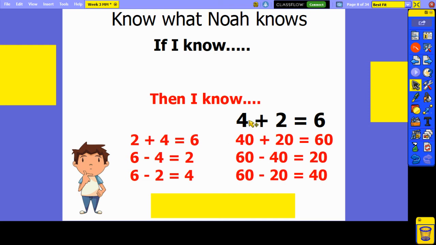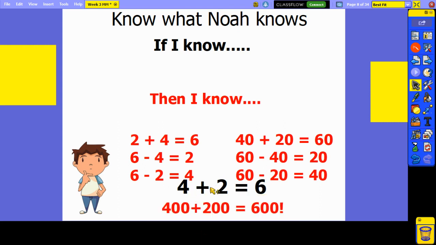Some of you, I'm sure, would have written down more related facts, including hundreds. If I know 4 plus 2 equals 6, then I know 400 plus 200 equals 600. Well done if you've written down some of those related facts. We're going to be practicing more of those this week.